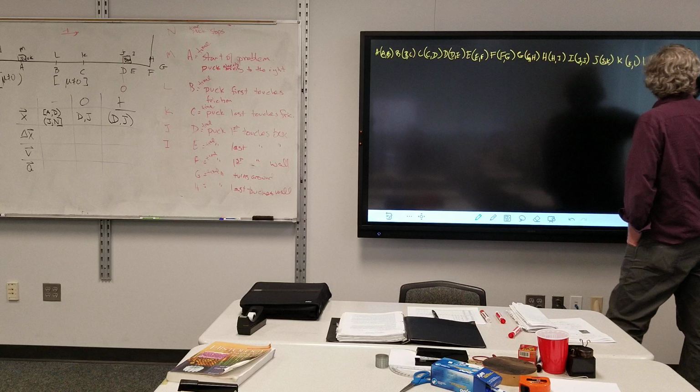There's friction in this region. Time L is at the same spot where it was at time B. M, that's at the same point as when it was at time A. And I'm defining my origin at the location of the puck at time D and J. And at time N, the problem stops, the puck stops also.